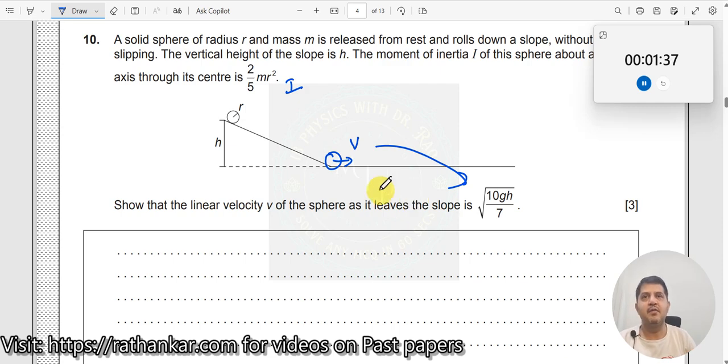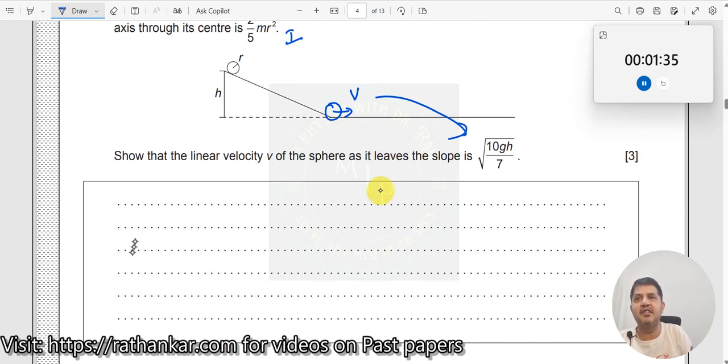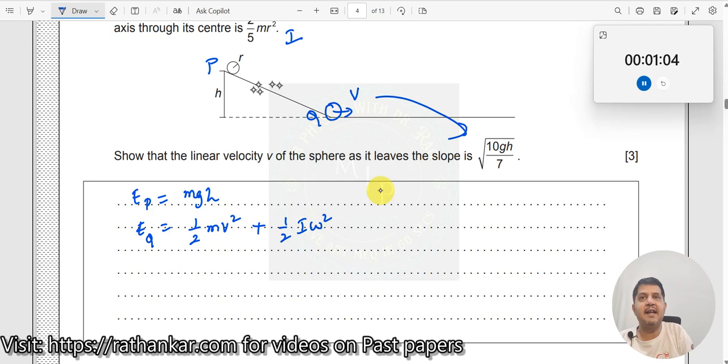What is the energy at the top? Let me call this position P and this position Q. Energy at P is equal to mgh, nothing else. It's not rolling, it's not moving, just mgh. Then the energy at Q: how did it come down? It did not slide. It started rolling, but the center of mass also started moving. So half mv squared is the energy of the center of mass while it rolls, plus half I omega squared, which is the kinetic energy of rotation.